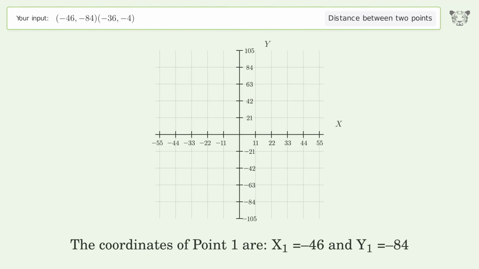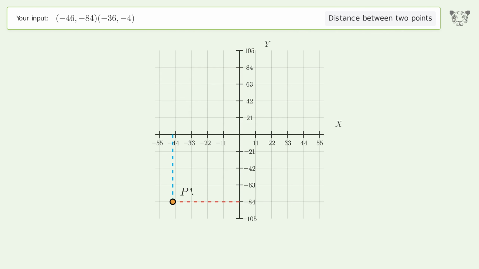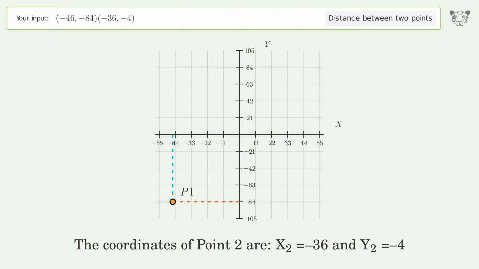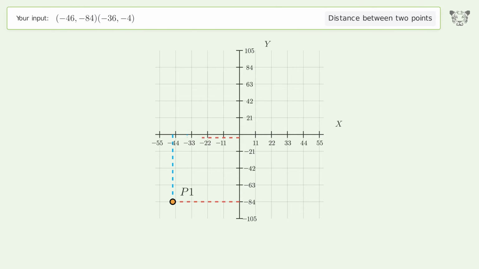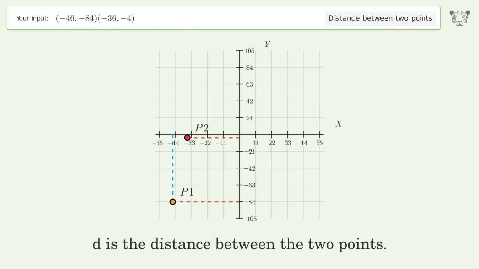The coordinates of point 1 are x1 equals -46 and y1 equals -84. The coordinates of point 2 are x2 equals -36 and y2 equals -4. D is the distance between the 2 points.